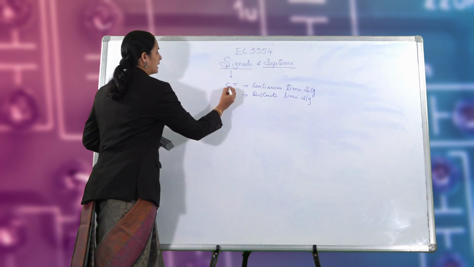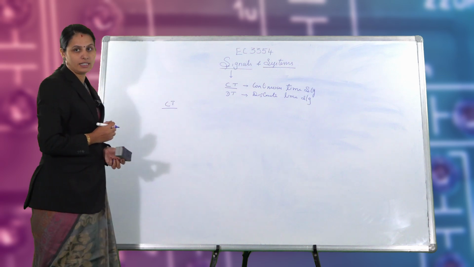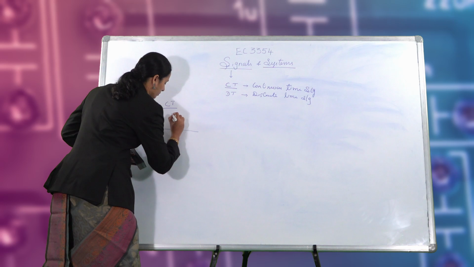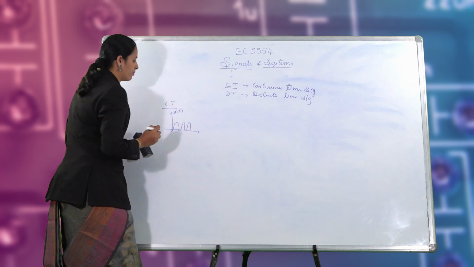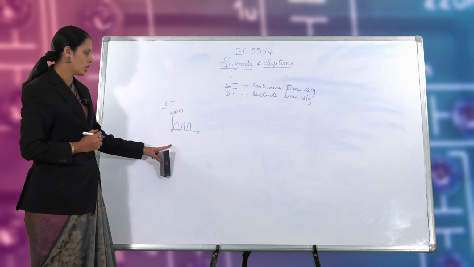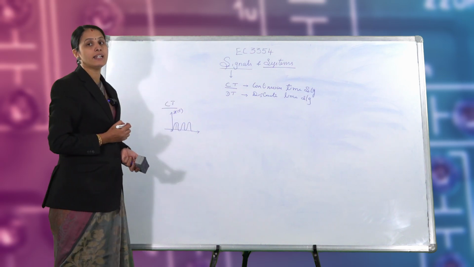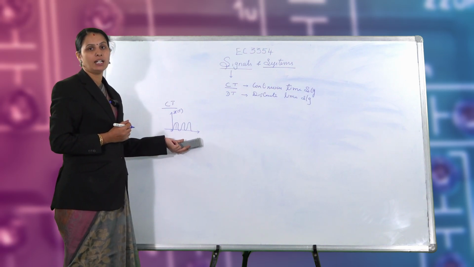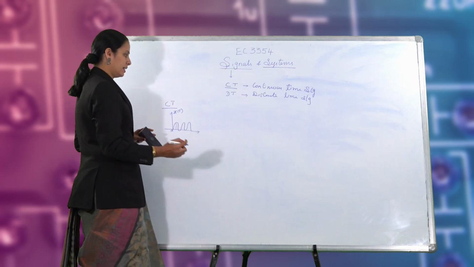First, let us see what is continuous time signal. The name itself says it is continuous time. The signal is continuous with respect to time. I am representing my signal as x of t. That is, we can measure the voltage of the signal at any instant of time. At all places, at any instant of time, we are able to measure the signal value. This type of signal we call a continuous time signal.